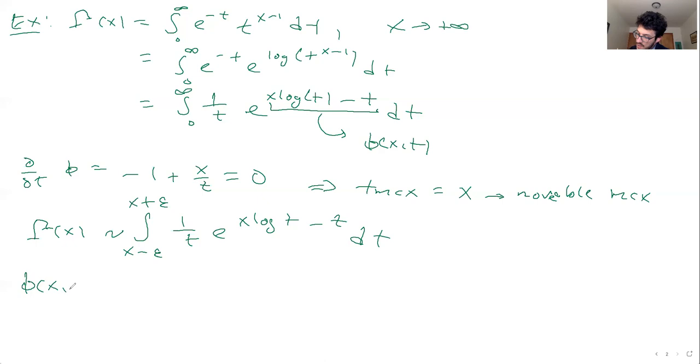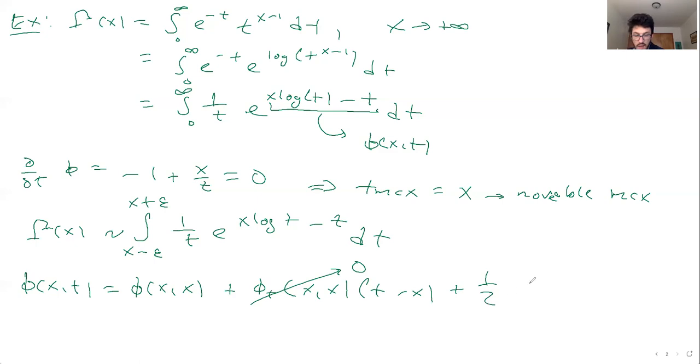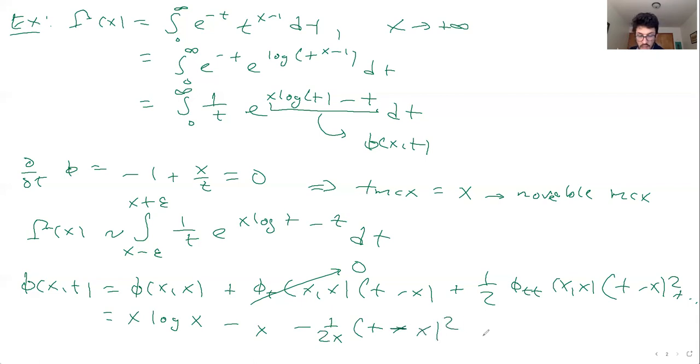Well, phi of x, t can be approximated as phi of x, x plus phi sub t of x, x times t minus x. But this vanishes to 0, so that term's going to go away. Then a half phi sub t t of x, x times t minus x quantity squared, plus so on and so on. So this can be approximated as x log x minus x minus 1 over 2x times t minus x quantity squared, plus so on and so on. And f of t then can be approximated as 1 over x, so quite small.